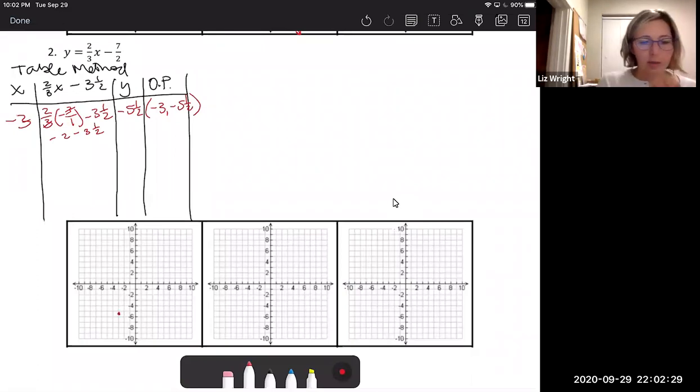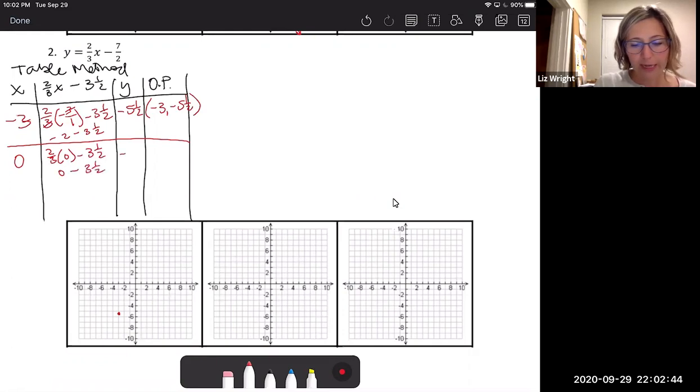So then our next one, let's do a 0. 0 is always super easy. Let's get that one done. So let's do 0. It's going to be 2/3 times 0 minus 3 1/2. So this is going to be 0 minus 3 1/2, which is going to give us -3 1/2. So we're going to plot that point, 0, -3 1/2.